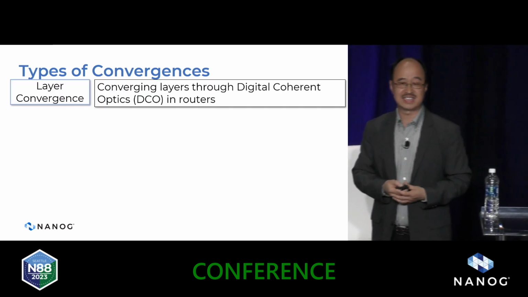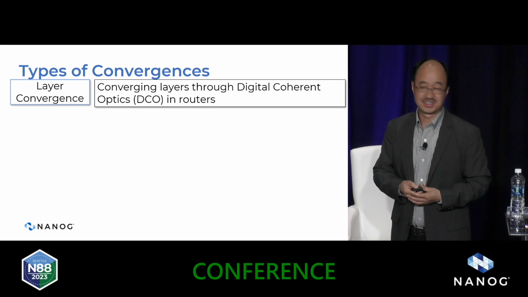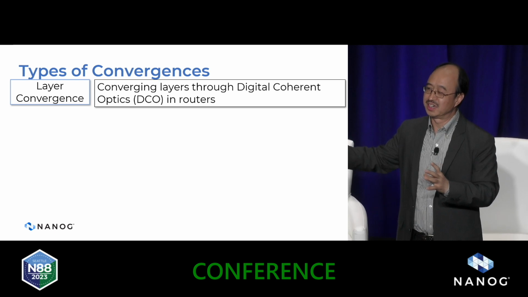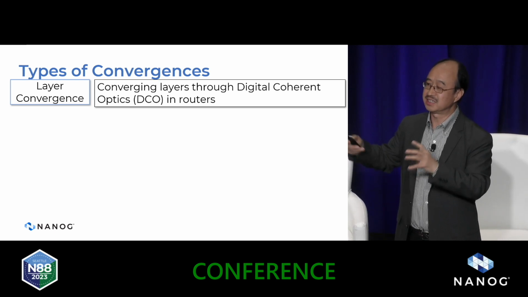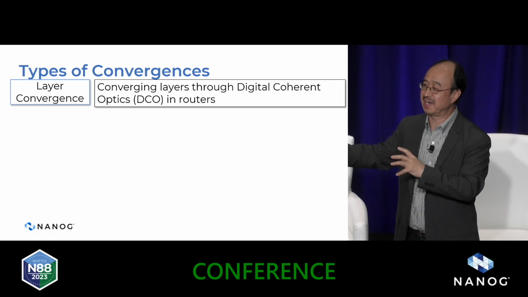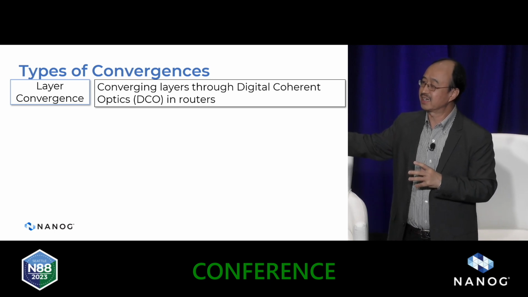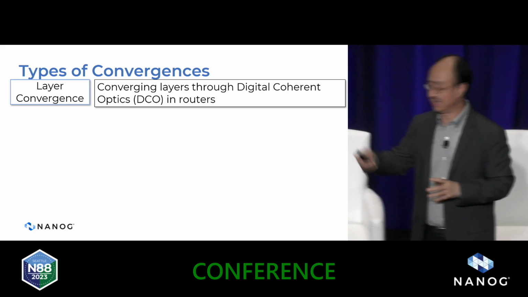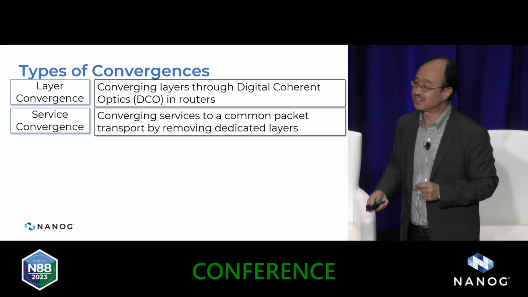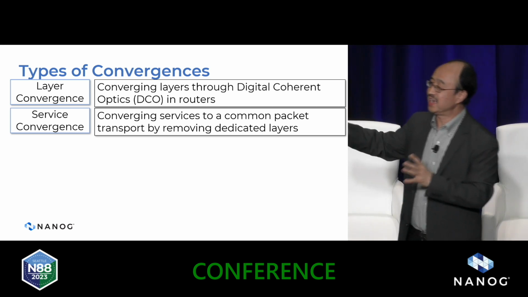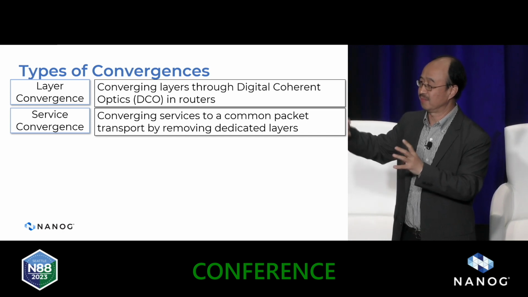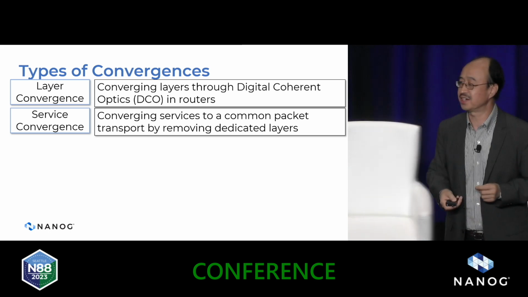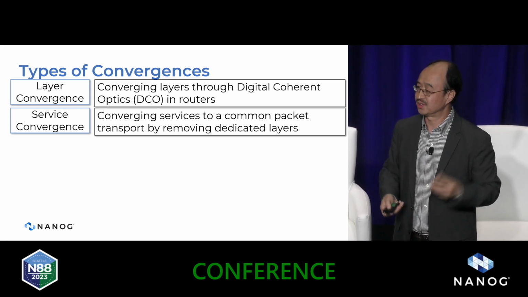Let's look deeper. What exactly are we converging? First, the layer convergence. By layer convergence, we are trying to converge the network layers by removing some of those components. Specifically, we're talking about digital coherent optics. Once you bring them into the routers, there are a lot of benefits, which we're going to address a little bit later. The service convergence is to converge the different types of services into a common architecture, like the packet transport we talked about, to remove or reduce dedicated infrastructure for private line services so that you increase efficiency.